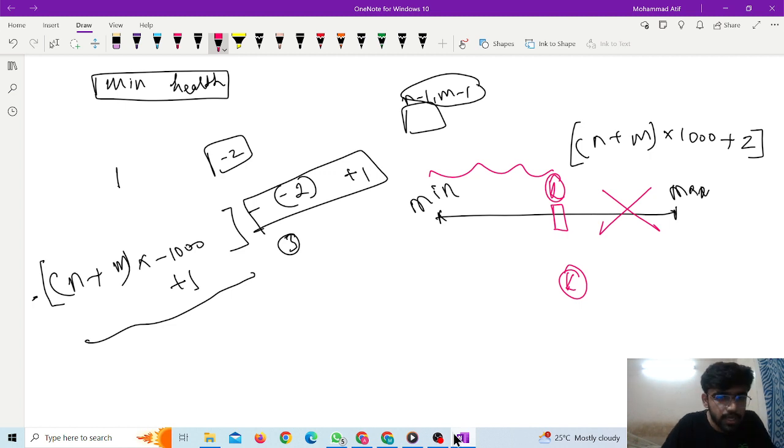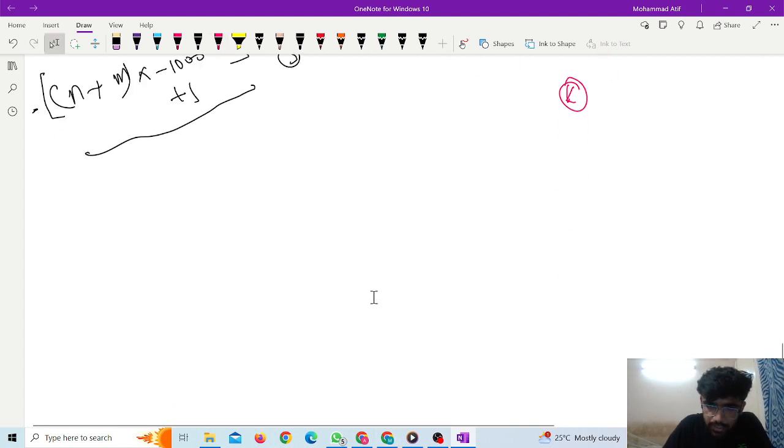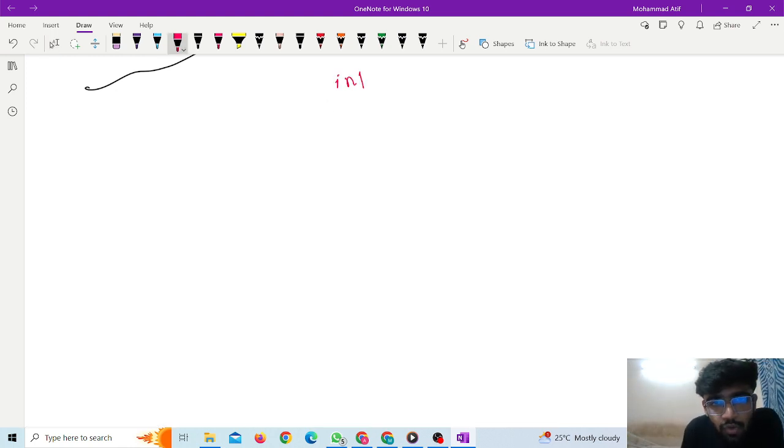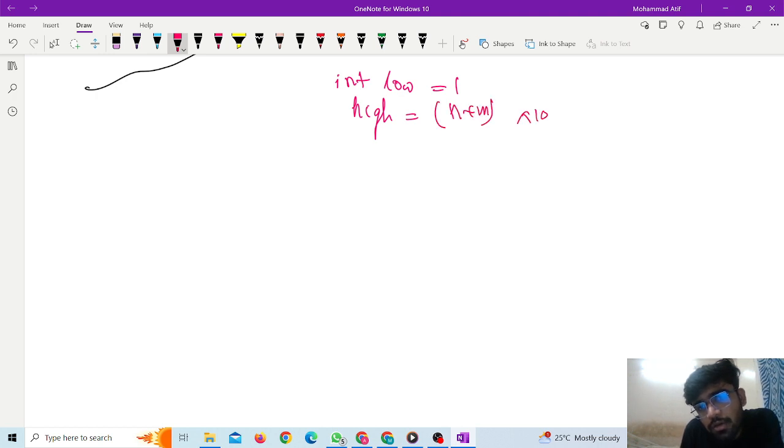So till now what we have studied, let's try to write the pseudo code of this problem. Now pseudo code will look like this. Suppose my low will be equal to 1, high will be equal to (m plus n) into 1000 plus 1, right?